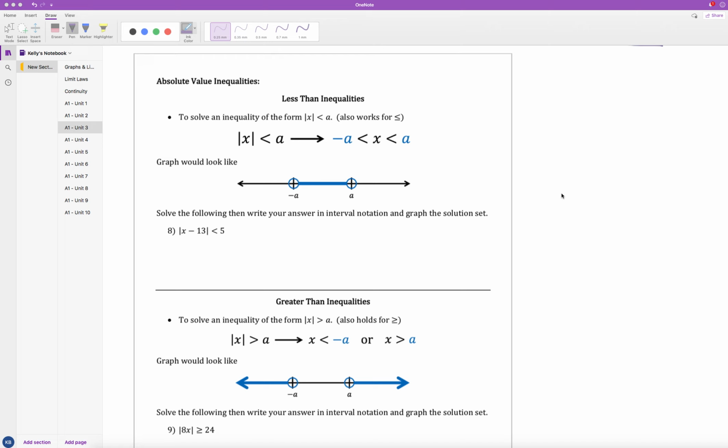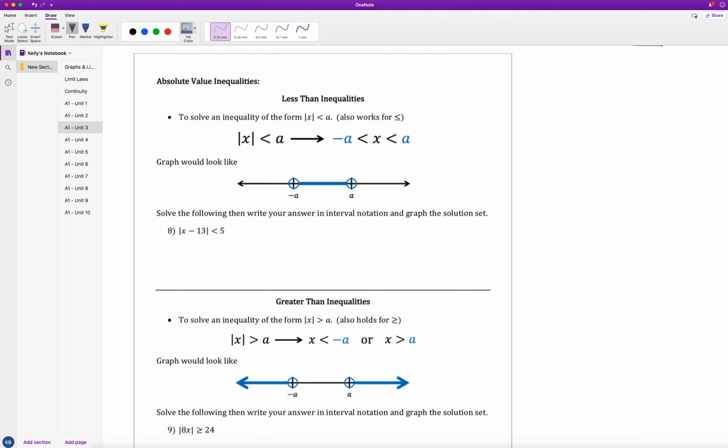Well, for an inequality, it really depends on what type of inequality we have. Do we have a less than, or less than or equal to, or do we have a greater than or a greater than or equal to? And those will be two different cases here. So let's look at what happens when we have a less than inequality.